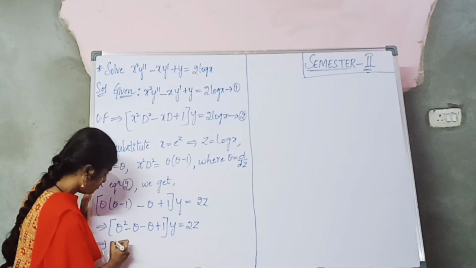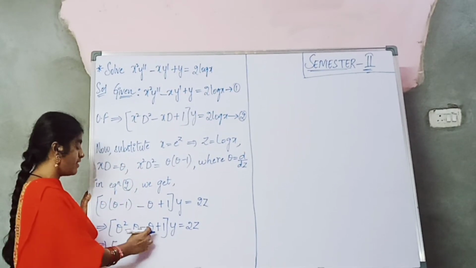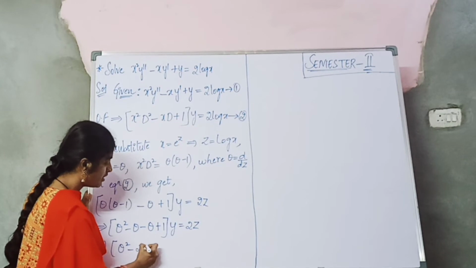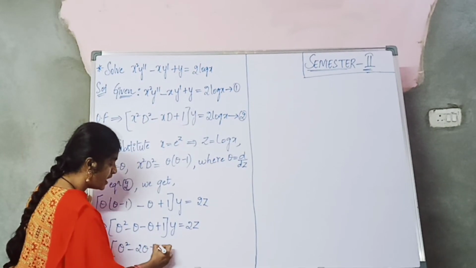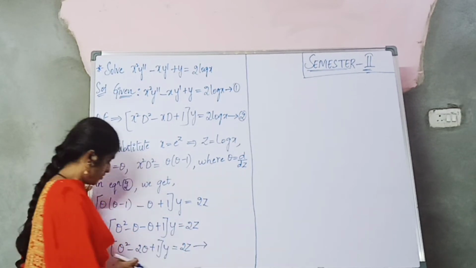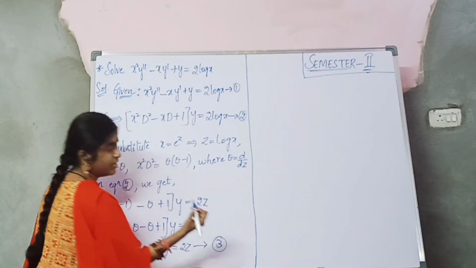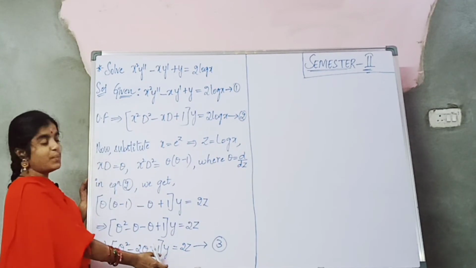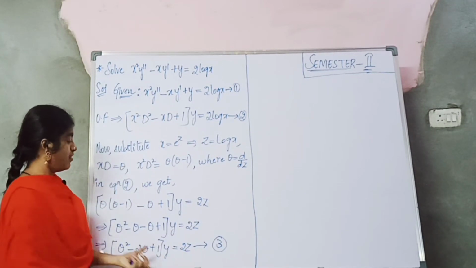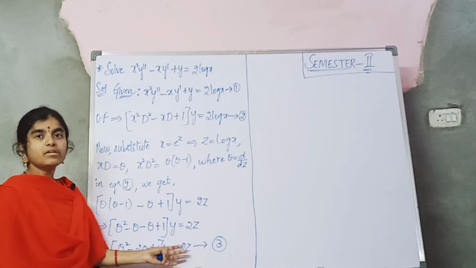That implies (θ² − 2θ + 1)y = 2z. Now we consider this equation as equation 3. This is a linear equation with constant coefficients. So this equation 3 is a linear equation with constant coefficients.